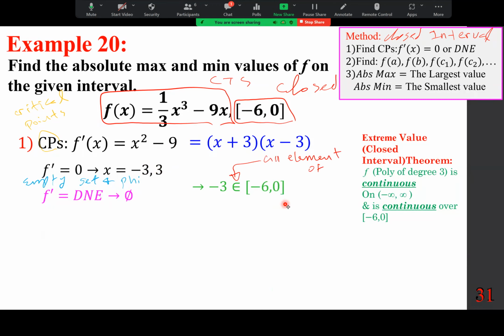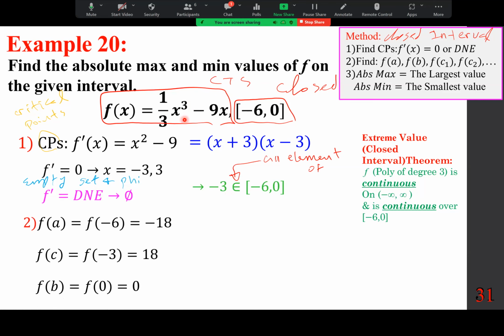So with that being the case, we are going to evaluate this function at -6, at 0, and at -3. I'm assuming nobody has any problem with that. Just plug in -6, do the math. Plug in -3, do the math. Plug in 0, do the math. The second step is to find f of a, this is a, f of b, this is b in this case, and f of c1, c2, however many critical points. There's only one critical point. That's why I put f of a is f of -6, f of c is this number that we found, and f of b is f of the other endpoint. There are two endpoints, a and b.